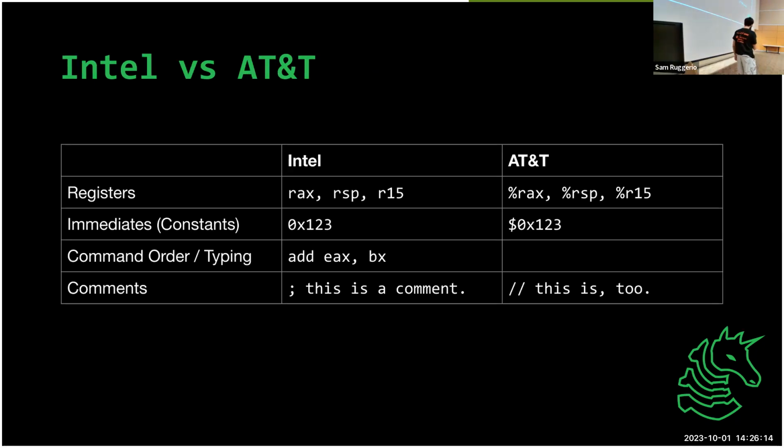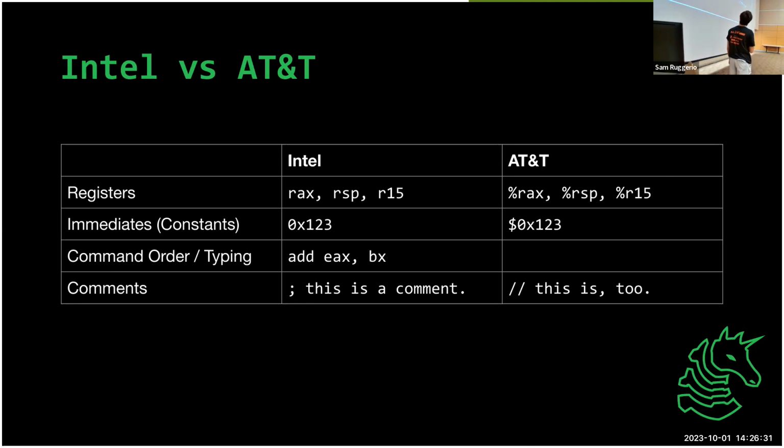So Intel says registers as just the register themselves. AT&T places a prefix of a % sign before them. This is just a distinguishing thing for AT&T. It's just more things to write.